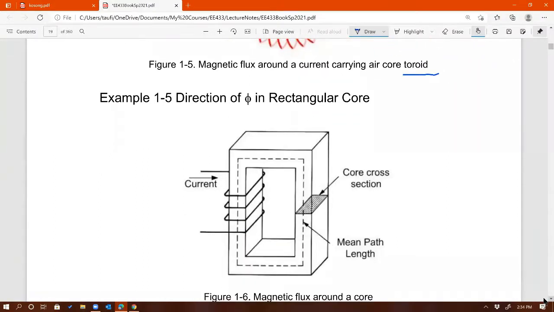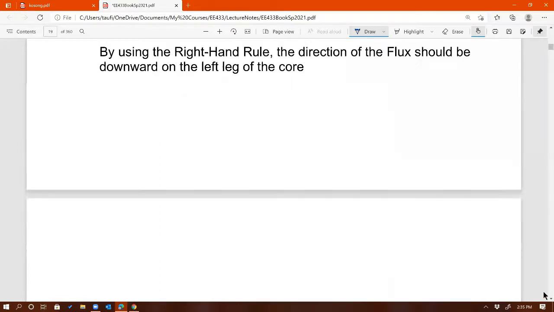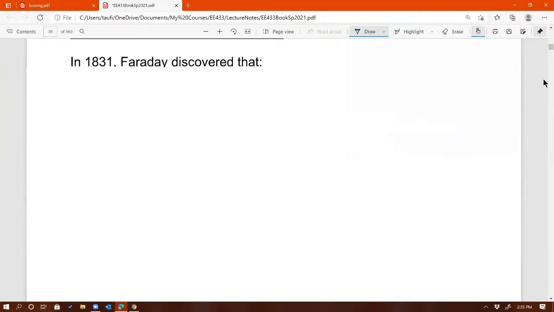Direction of flux? That's just the right-hand rule again. If you have this example, where would the flux flow in this rectangular core? Is it upward on the left leg? Upward or downward? Downward, right? Downward, yes. Okay, very good. All right, next.